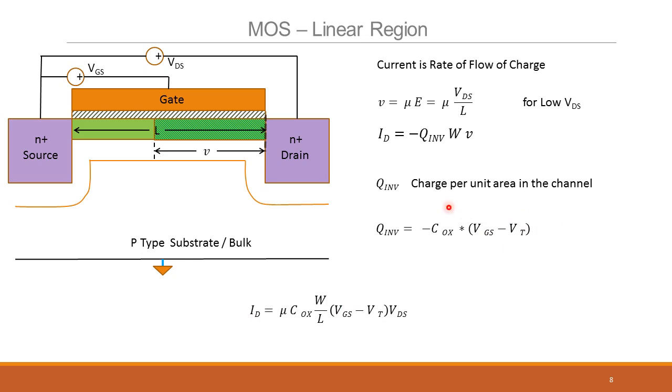ID is nothing but, I'm substituting for velocity, mu VDS by L. QINV I'll substitute from here. So you will get mu Cox W by L (VGS minus VT) into VDS. Right? You can see it's proportional to VDS for small VDS. It is also proportional to VGS minus VT. It's proportional to W, inversely proportional to L, and proportional to Cox, which is inversely proportional to Tox. This is what we saw in the previous slide. This is the current in the linear region.